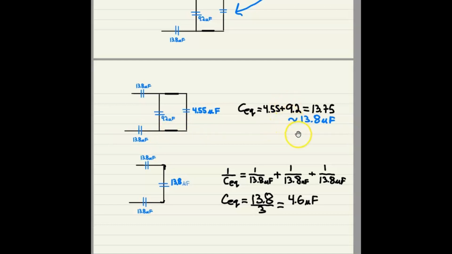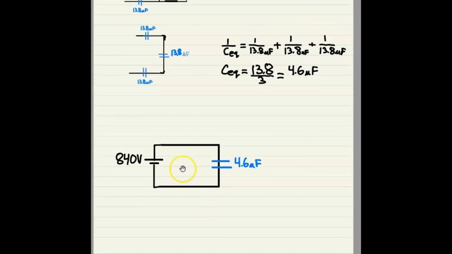4.55 plus 9.2 is approximately 13.8 microfarads. So I'll put that right there. And now we have 3 capacitors in series, which are all the same value. 1 over CEQ equals 1 over 13.8 microfarads plus 1 over 13.8 microfarads plus 1 over 13.8 microfarads. And that tells us that the equivalent capacitance is 4.6 microfarads. And there's an 840 volt battery connected to it because the problem said that.